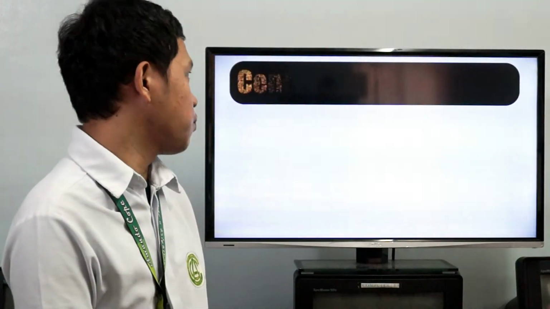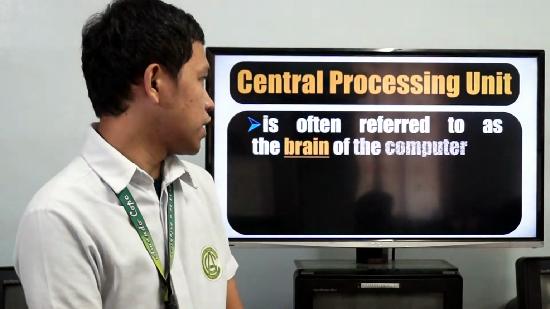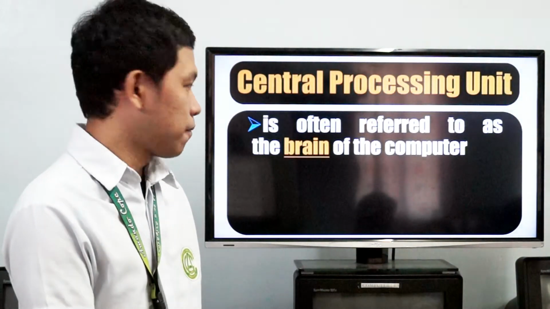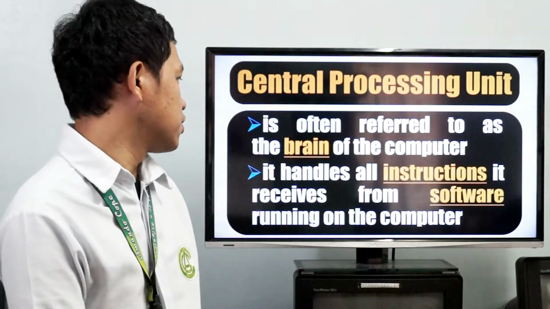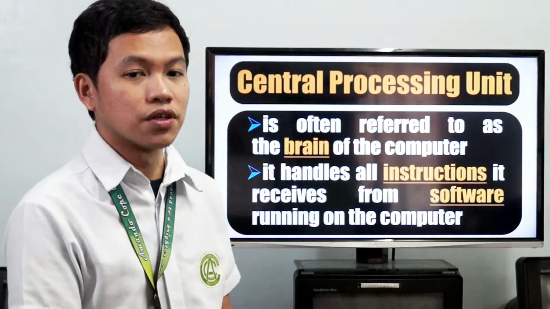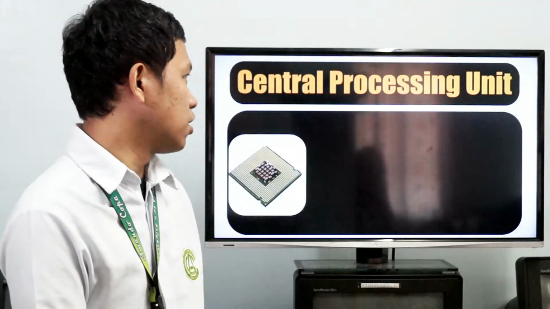First one is the CPU, or Central Processing Unit. The Central Processing Unit is referred to as the brain of the computer. It handles all instructions it receives from software running on the computer. These are examples of CPU.